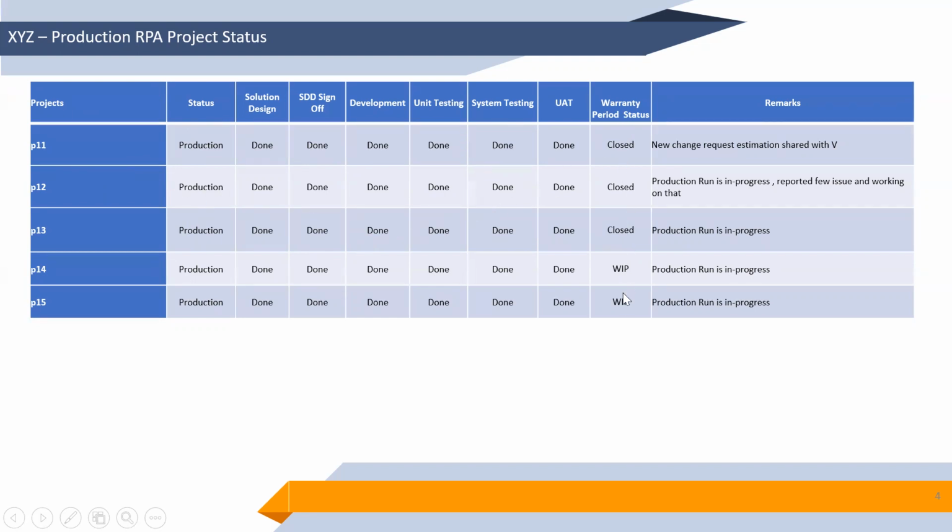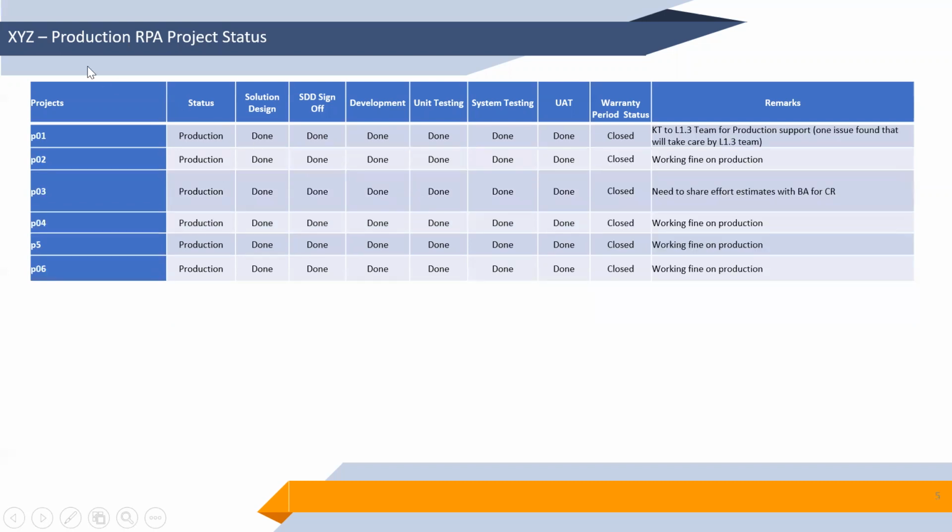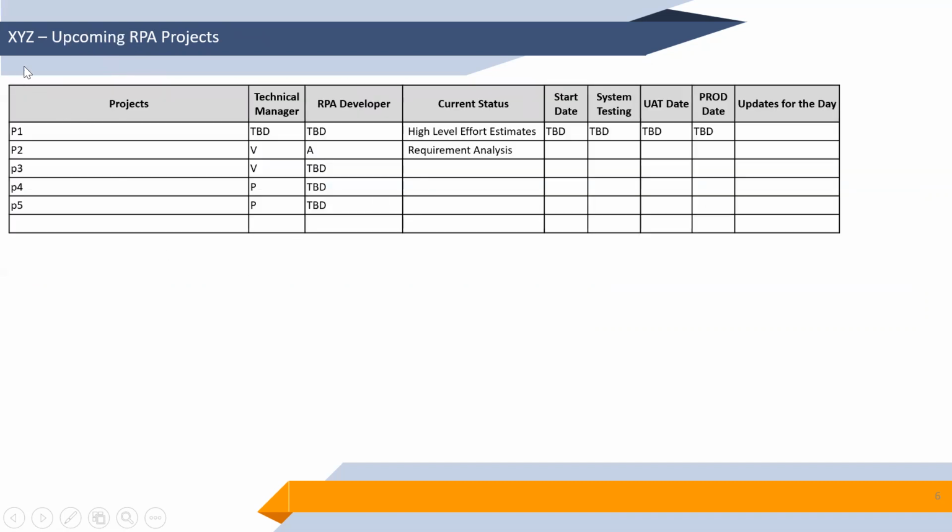The warranty period status is also there. You can see that these three have closed the warranty period, meaning they finished the warranty period, and P14 and P15 are work in progress, meaning they are still in the warranty period. And whatever remarks you have, you can mention them here. In this way you can do this. Again, these are all production RPA projects, and you can mention the status of all of them.